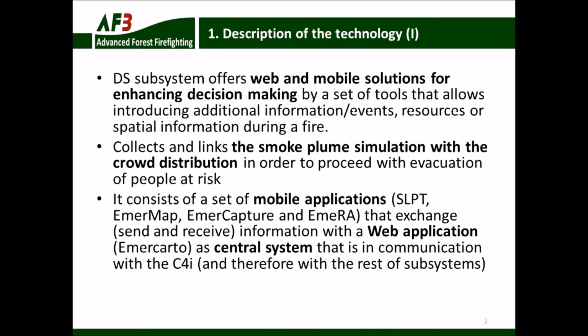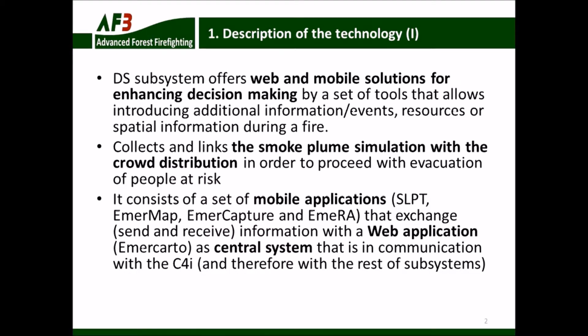permits and security setups. The subsystem collects and links spatial information from smoke plume forecasts with the distribution of crowds. This information is collected from the related AF3 subsystems in order to proceed with evacuation of people at risk in case there are. For this to happen, the DS subsystem consists of a set of mobile applications that exchange information with the web application Emercarto, a central system in communication with the C4I.